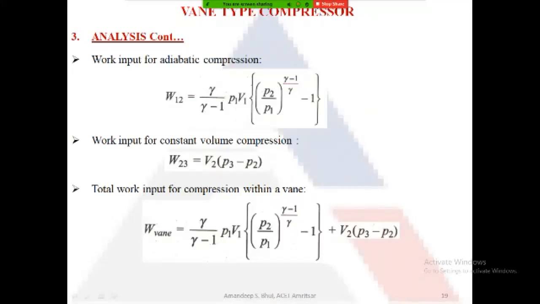The second part of the compression is constant volume compression. So it is the work from point 2 to 3, that is pressure P2 to P3. In that case, we know it is given by the integral of V dP.